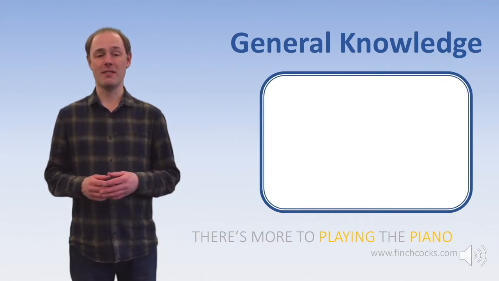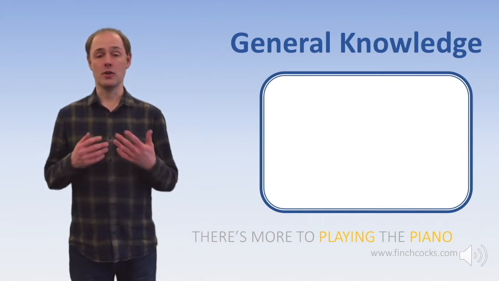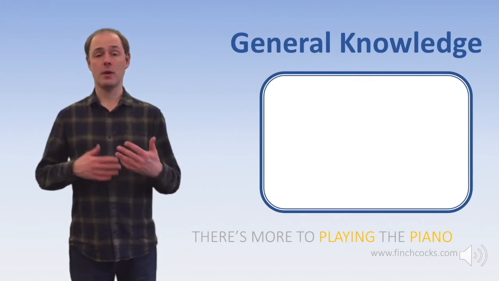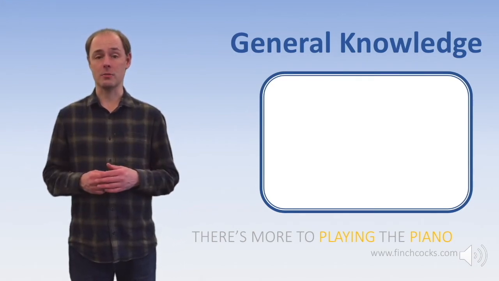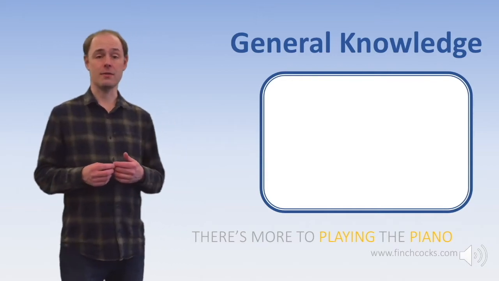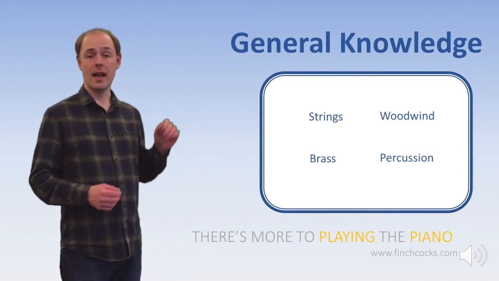Now for Grade 5 theory exams, you're expected to have some general knowledge about the instruments of the orchestra. You should know what families they belong to, what clefs they use, and whether or not they're transposing instruments. Now the instruments of the orchestra divide neatly into 4 families: the strings, the woodwind, the brass, and the percussion.